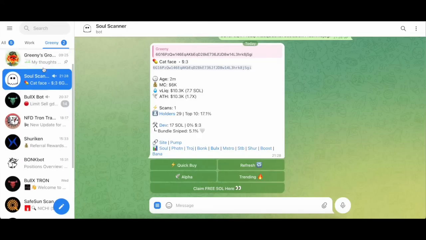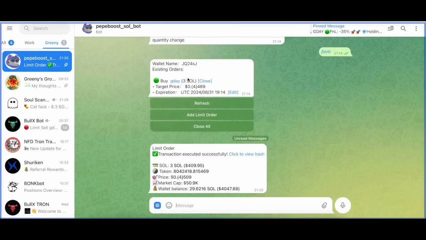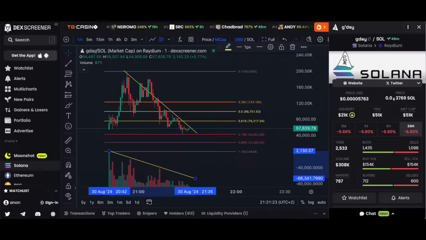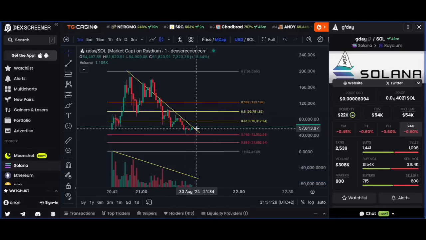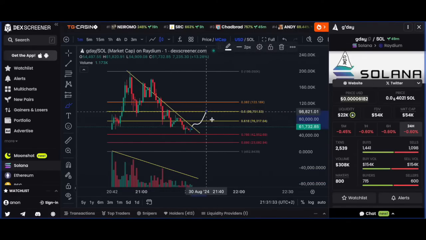If I come back to Pepe Boost, yep, here we go. Just to show you, this limit order executed successfully slightly above my order level, which is fine, 50K. I'm happy with that level for 3 sol. So I now hold it there as well. 50K is a little bit higher than I would have wanted, but at least now I'm in, and I've seen a lot of tokens do this and move up from there.